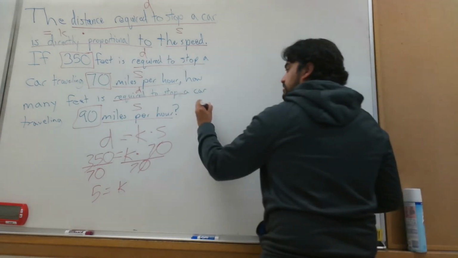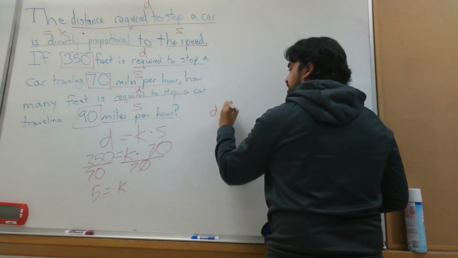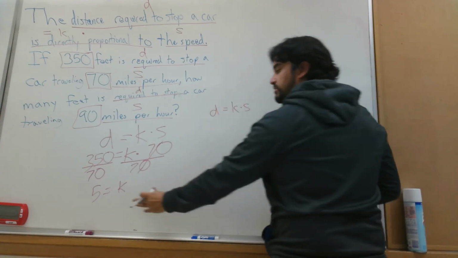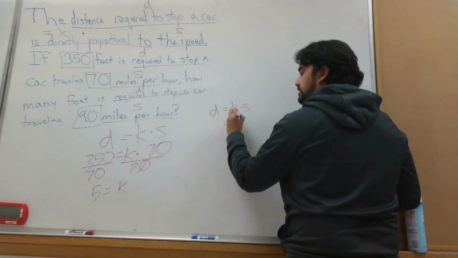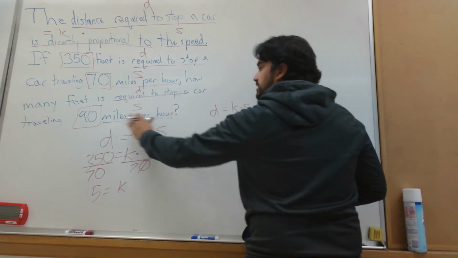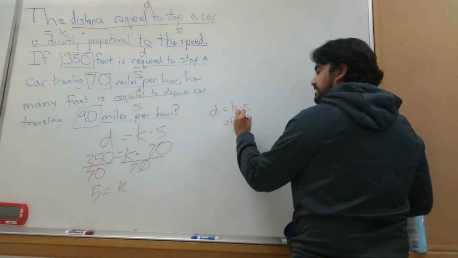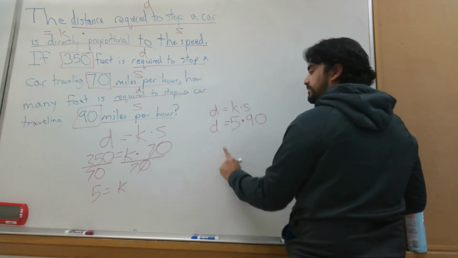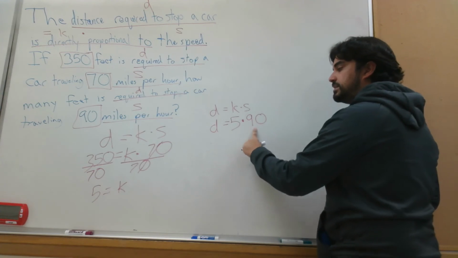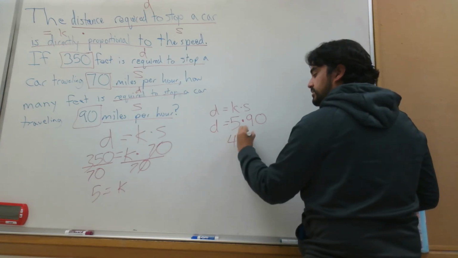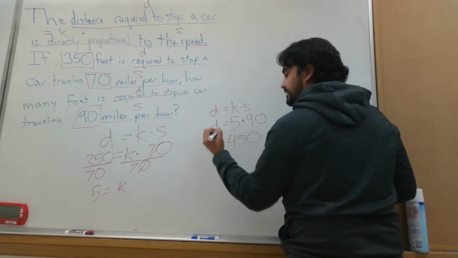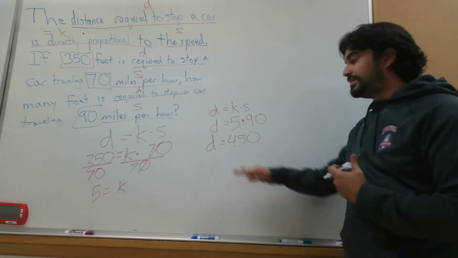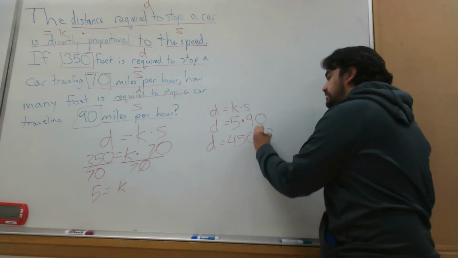Now let me go ahead and write the equation again. D is equal to K times S. So I know K is equal to 5, and I know my S is equal to 90. So times 90. Now I'm looking for D. 5 times 90 is 450, equals my D. So the distance required to stop a car is 450 feet.